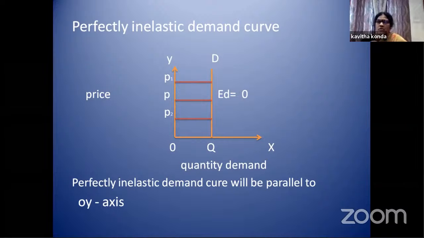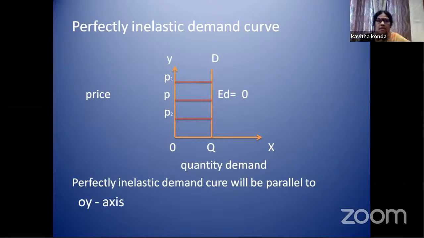But in this perfectly inelastic demand curve, the quantity demanded curve will be parallel to the OY axis. Why? Because there is no change in quantity demanded. It is OQ only. When the price changes from OP to OP1, there is no change in the quantity demanded. When the price decreases to OP2, there is no change in quantity demanded. That's why the elasticity of demand for a change in the price is 0, and it is given as parallel to the OY axis. Okay, understood. So in the case of perfectly elastic demand, the curve is parallel to the OX axis. In the case of the inelastic demand curve, it is parallel to the OY axis because there is no change in quantity demanded due to the change in the price.